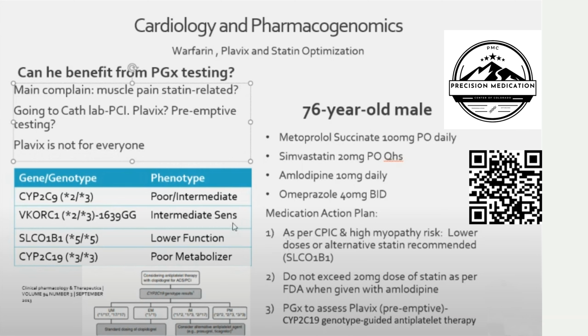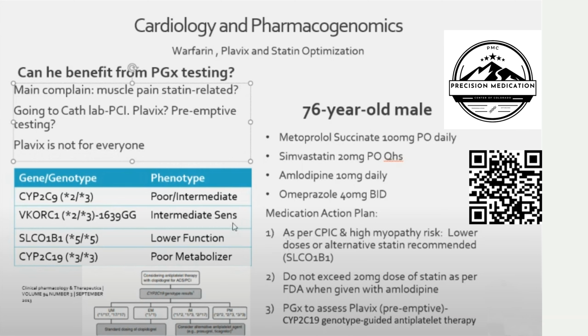Our patient is a 76-year-old male who is scheduled to go to the cath lab for a PCI, and the provider would like to know if Plavix is the right choice for this patient. To assess this, a preemptive pharmacogenomic analysis is done. Additionally, the patient has been complaining about muscle pain, and the provider would like to know if the statin is the cause of said pain. This is another question that could potentially be answered via the pharmacogenomic analysis.